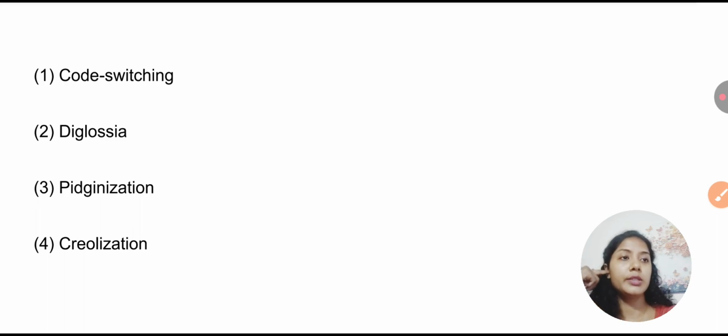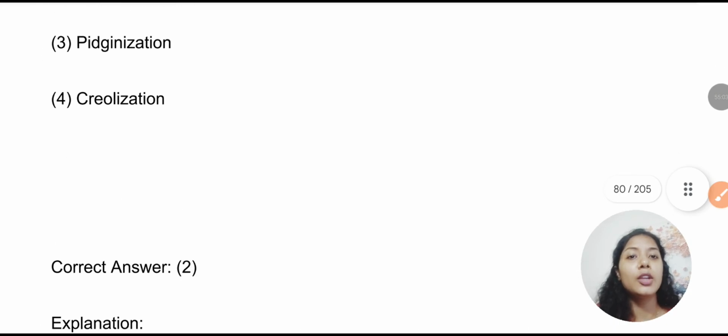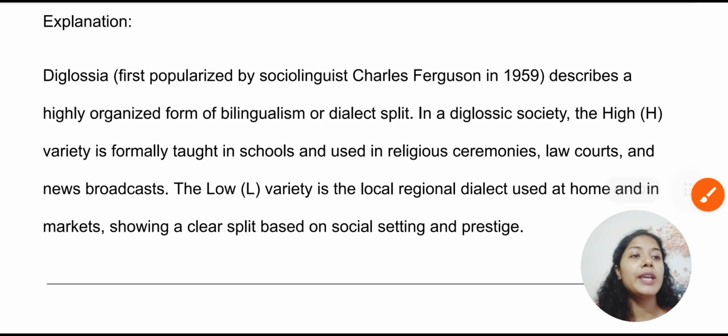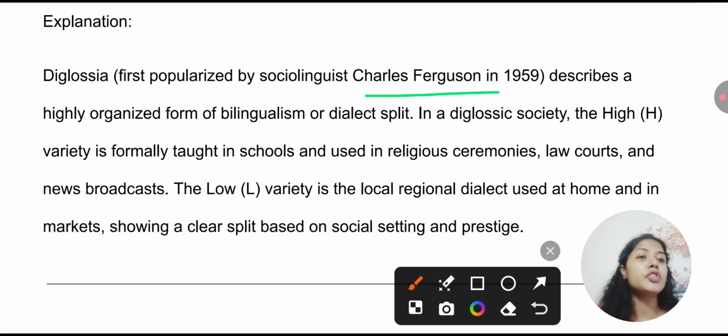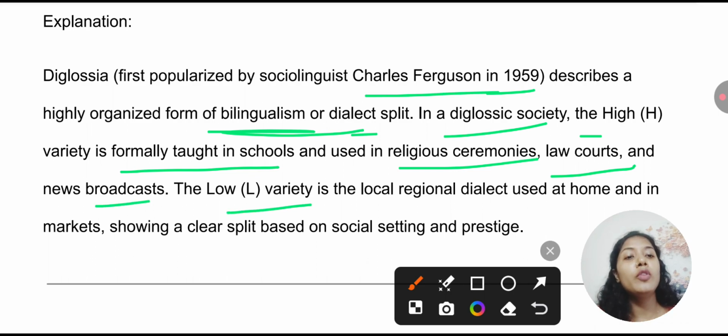Quickly comment your answer. So the correct answer of this question is option 2. This is diglossia. Okay. So what is diglossia? Diglossia was first popularized by sociolinguist Charles Ferguson in 1959. He describes a highly organized form of bilingualism or dialect split. In a diglossic society, the high variety is formal, taught in schools and used in religious ceremonies and news broadcasts. The low variety is the local regional dialect used at home and in markets, showing a clear split based on the social setting and prestige.